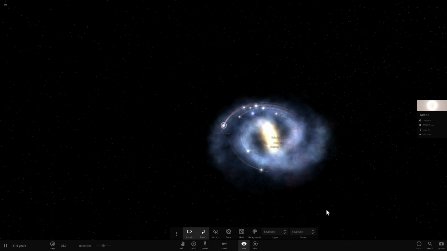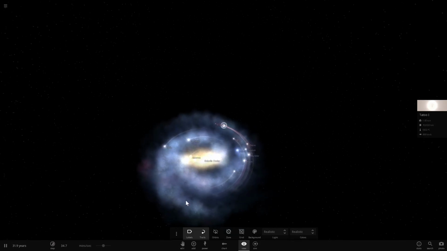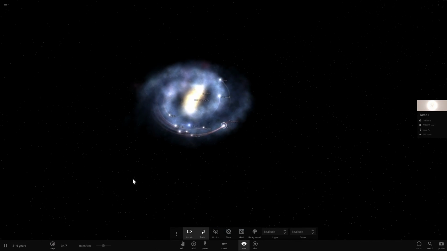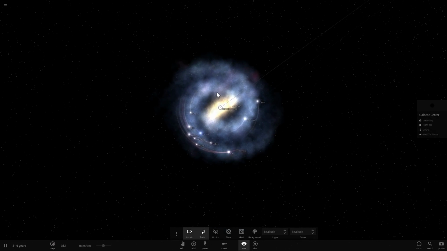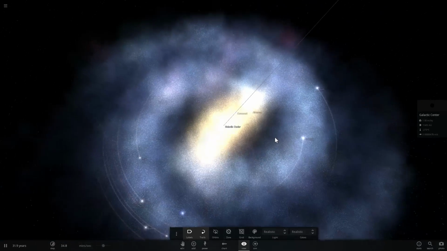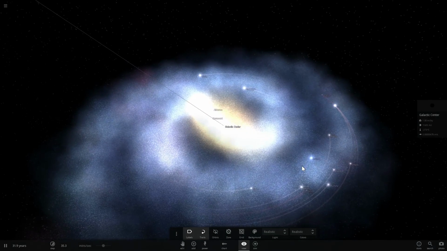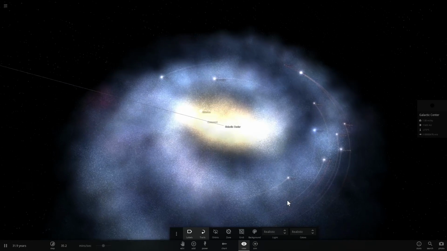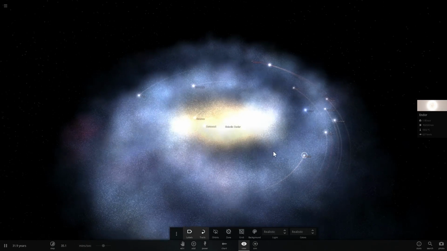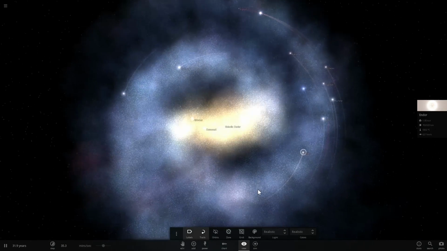And welcome back to episode 2 of Star Wars with Universe Sandbox 2. This is our galaxy that we've created in the last episode, and now you can actually even see the orbits of every star around the galactic center here, which is something that we didn't see in the last episode. But now, as soon as I restart the simulation, I can actually see the orbits, which is pretty awesome.